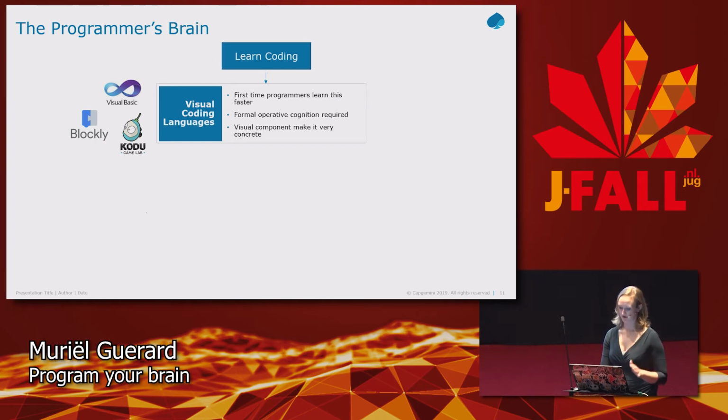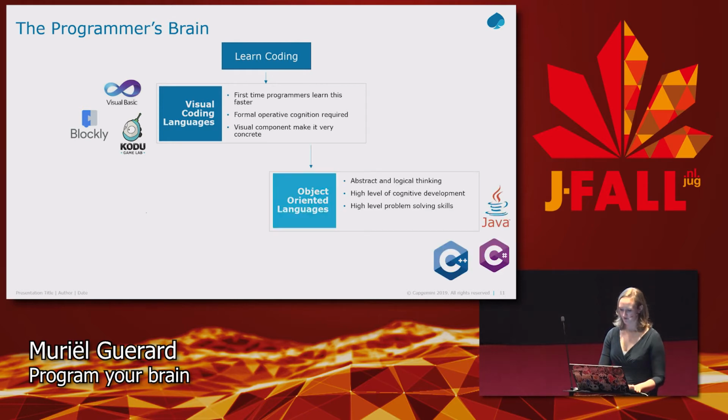To understand that, you have to have a formal operative cognition. For students who find visual coding languages easy, it's recommended to proceed to object-oriented languages. As Java enthusiasts, we already know this, but these languages require abstract and logical thinking, a high level of cognitive development, and a high level of problem-solving skills. People who have a dominant left brain hemisphere tend to do well on these languages. The left side of the brain is usually considered to do more abstract thinking, and the right side of the brain does more creative thinking.